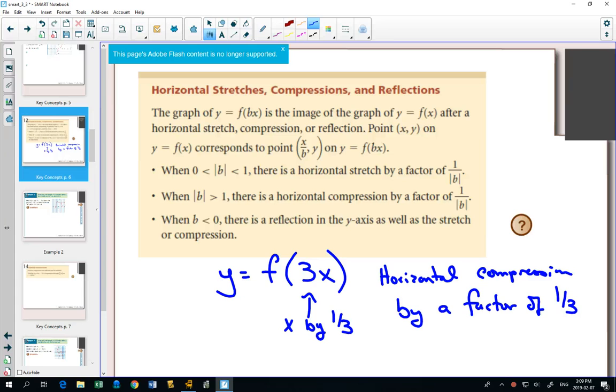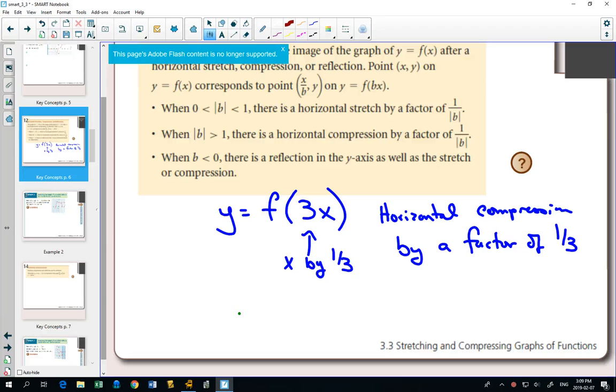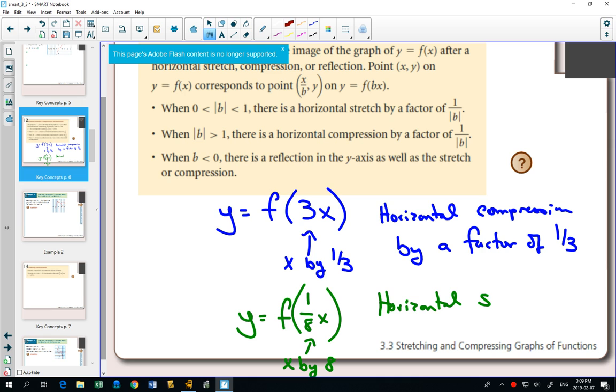So if you had y equals f of 1/8 x, inside, this tells us we would multiply x by 8, and we would call that a horizontal stretch by a factor of 8.